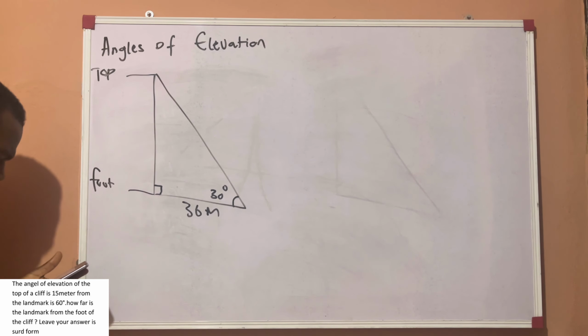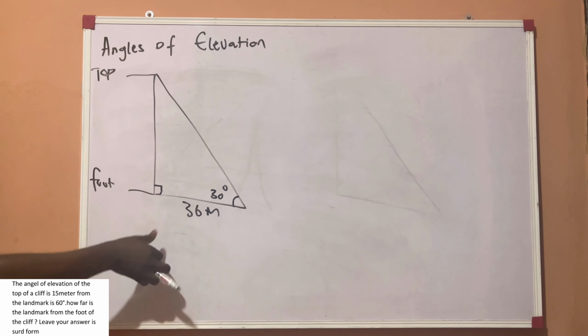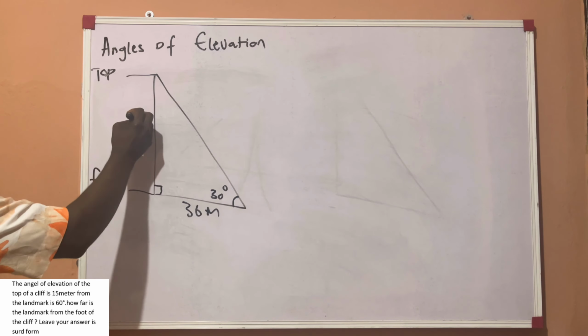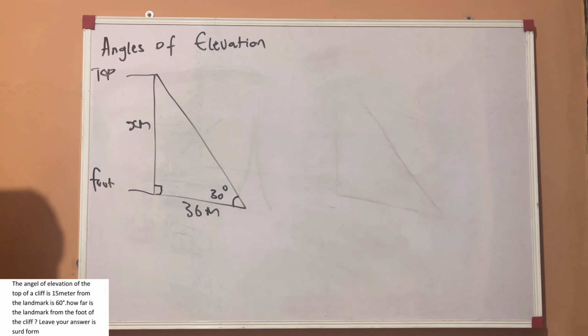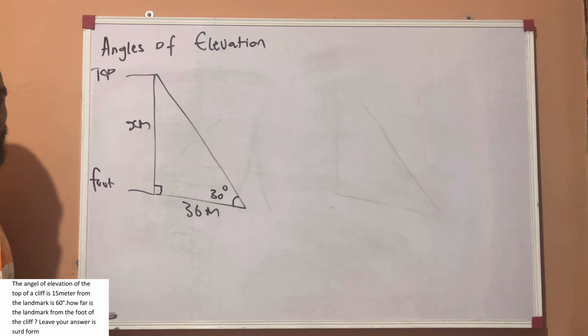All right, so now without wasting time, we are told to calculate the height of the tower. So this is the height of the tower. So let us say x meters, the height of the tower. So it means that here, what we are simply told to calculate for is the height and not the what? The hypotenuse. So without wasting time, what do we do?